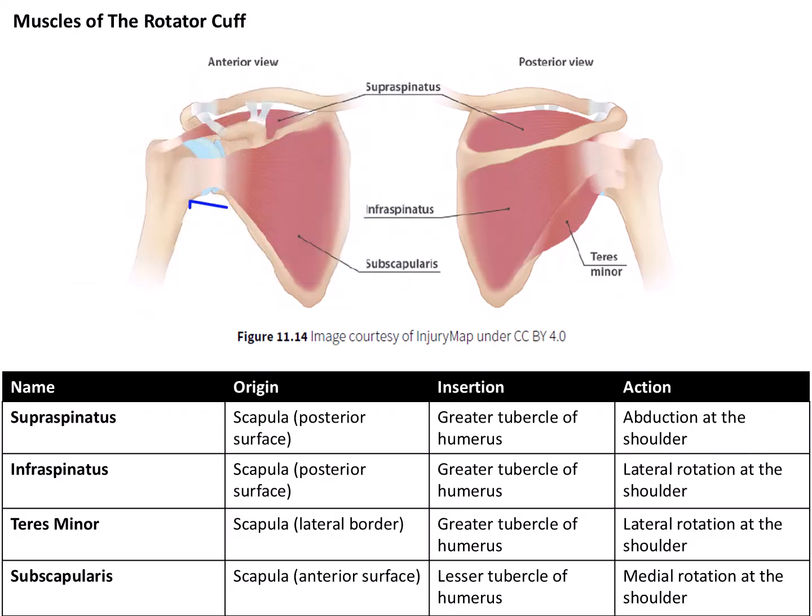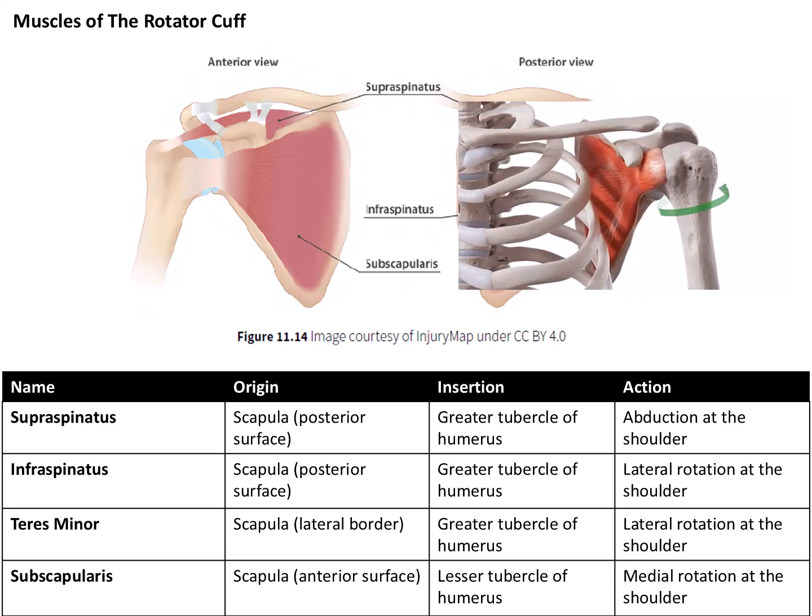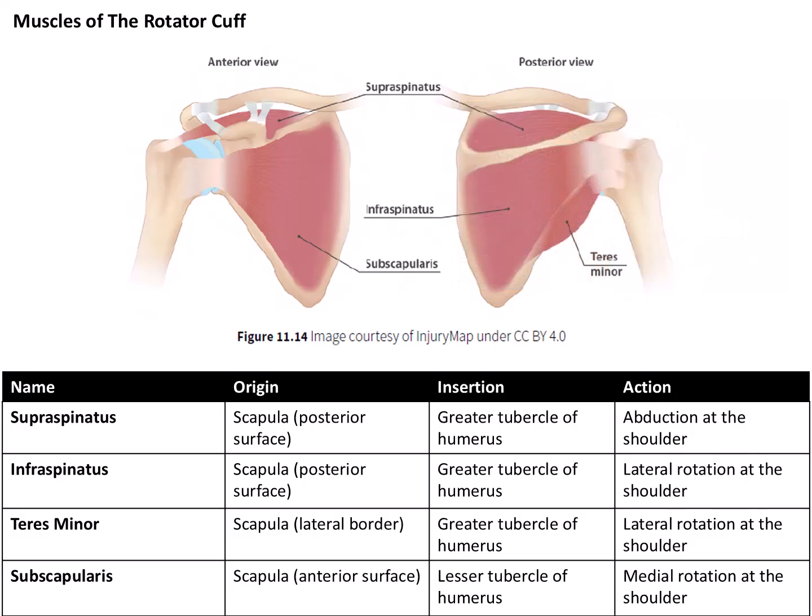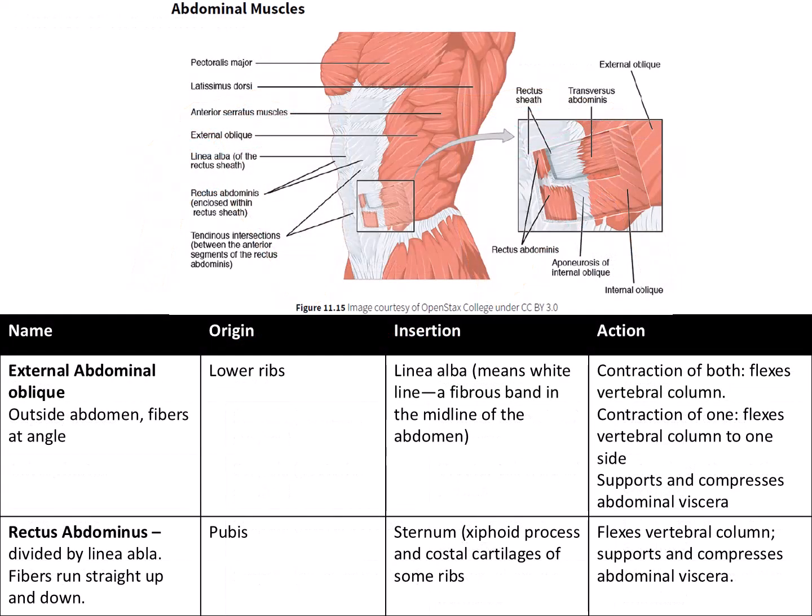The fourth and final muscle that makes up the rotator cuff is subscapularis. This muscle originates on the anterior surface of the scapula and inserts on the lesser tubercle of the humerus. Because this muscle is on the anterior portion of the scapula, when it contracts, it causes medial rotation of the humerus. Next are the abdominal muscles.